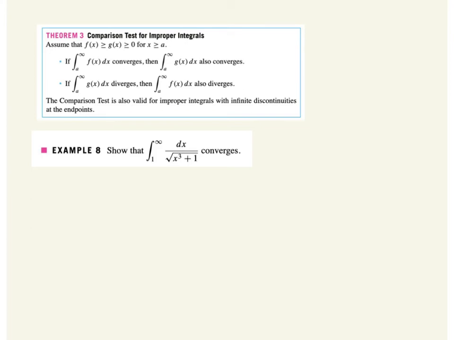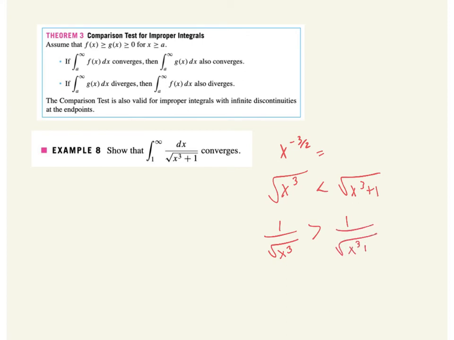So we can't evaluate the integral as is, so we're going to compare with a larger function. So we can use x to the negative 3/2, because, first of all, the square root of x cubed is going to be less than x cubed plus 1, right? And therefore, if I actually compare to the function at hand and put it under 1, then the opposite is true. And that's what we were looking for, okay?